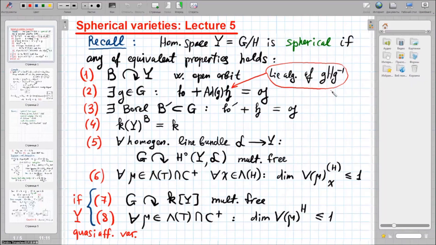I still have a not so mathematical question. Since the definition of spherical involves the maximal solvable group B having an open orbit, which means that the space Y is close to some homogeneous quotient of B, why don't we call these spaces solvable varieties?